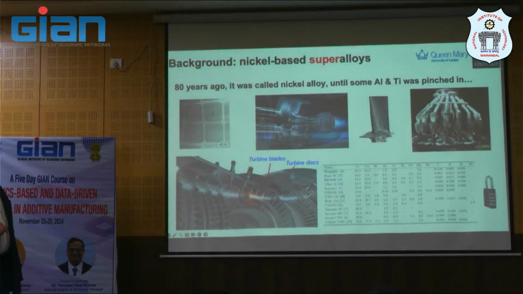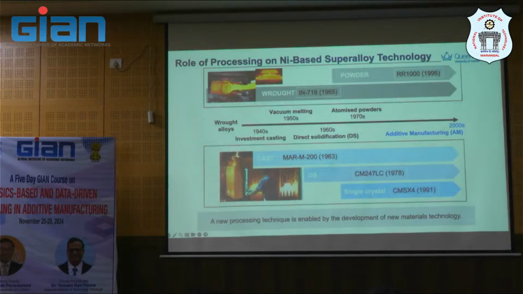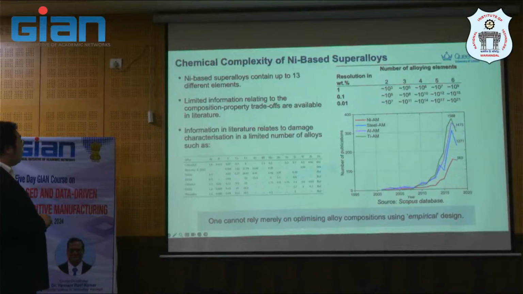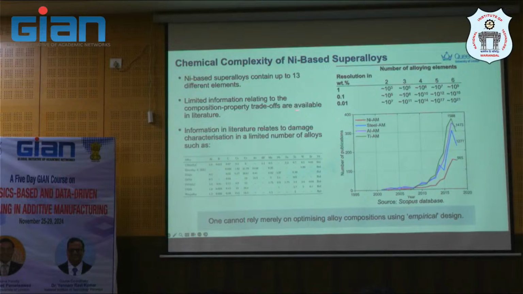Traditionally, we use casting, and this is a composition of the available alloys, also based on the benchmark of the nickel-based superalloy we considered. So you will see it's about 13, 14 elements that form one alloy system. I think I may have scripted this slide already, but it is important. The chemical complexity of nickel-based superalloy is an issue. It contains up to 13 elements, and limited information related to composition-property trade-off is available in literature. There's not much in literature about this, especially information about damage characteristics, in a limited number of alloys. It's just CM247, Hastelloy, Inconel 625, Inconel 718, and so on.